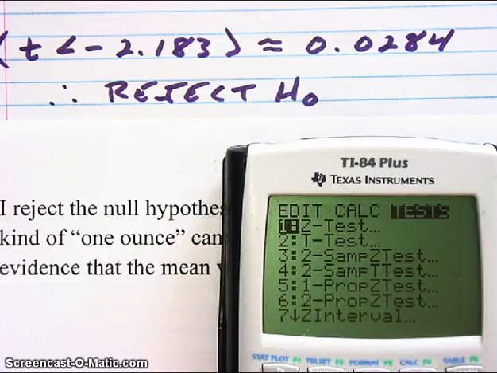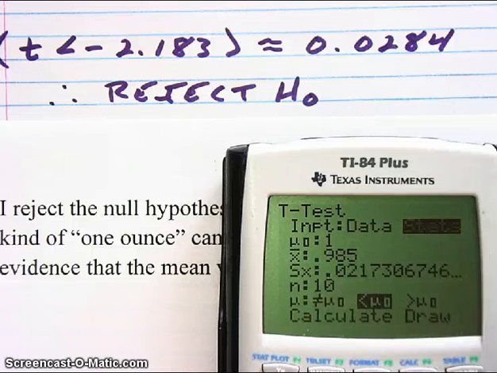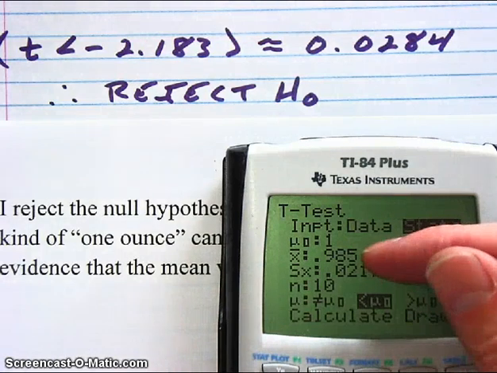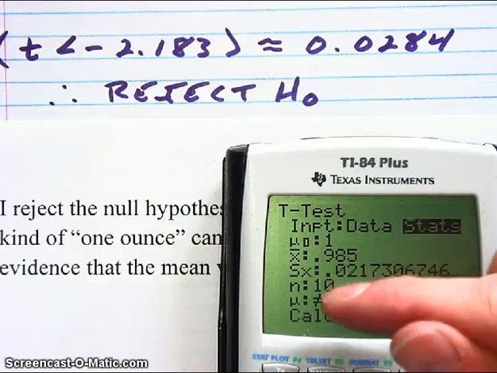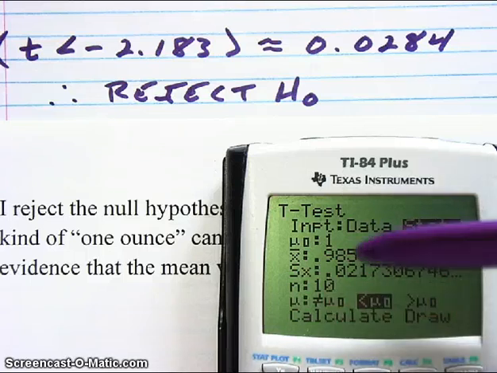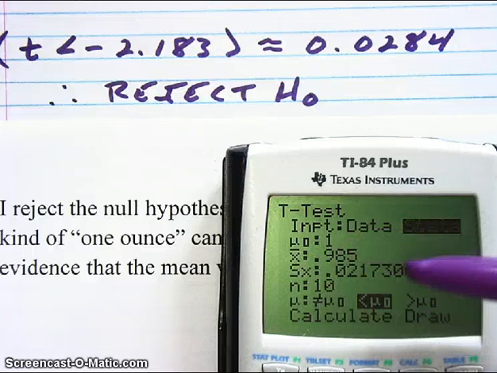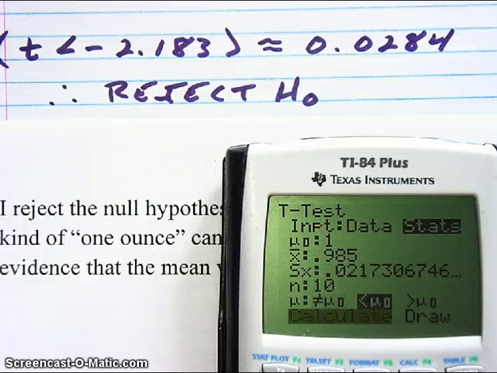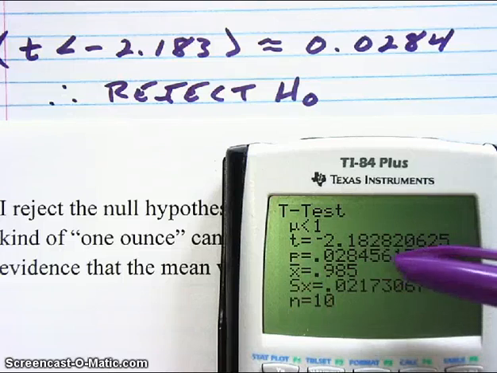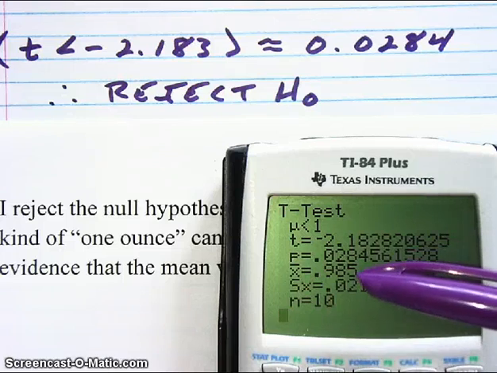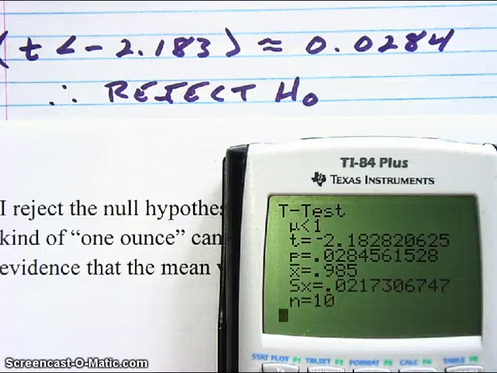Go to stat tests and go to number 2, t-test. You have the option of running this test from the stats. If you choose that, it will put the sample mean in there for you. It will put the sample standard deviation in there for you and the sample size. You have to provide the null hypothesis value, and you have to provide the correct alternative. And then you can come down here and calculate, and this will give you your t-statistic, your p-value, and it'll repeat the other summary statistics that we just mentioned. So that's one way to do it from summary statistics.